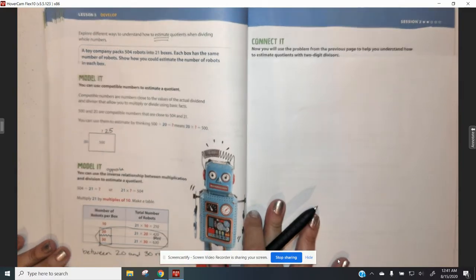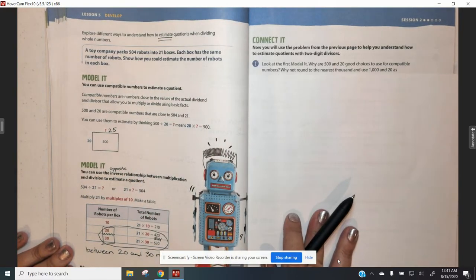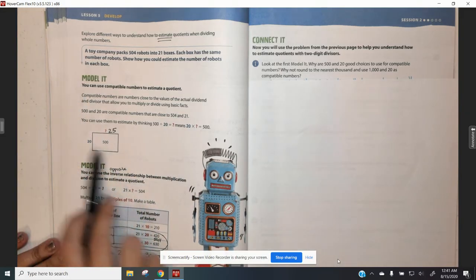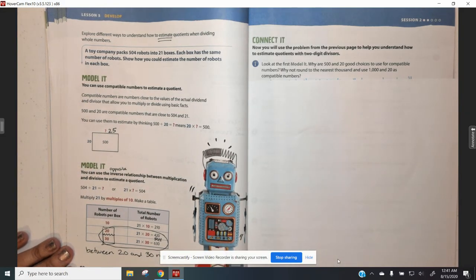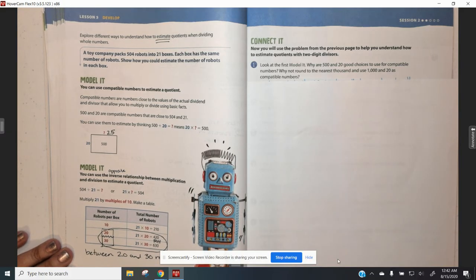All right, let's make some connections between the two methods we used. Look at the first modelet. Why are 500 and 20 good choices to use for compatible numbers? Why not round to the nearest thousand and use 1000 and 20 as compatible numbers? Go ahead and write your answer and pause and then unpause when you have your answer written.